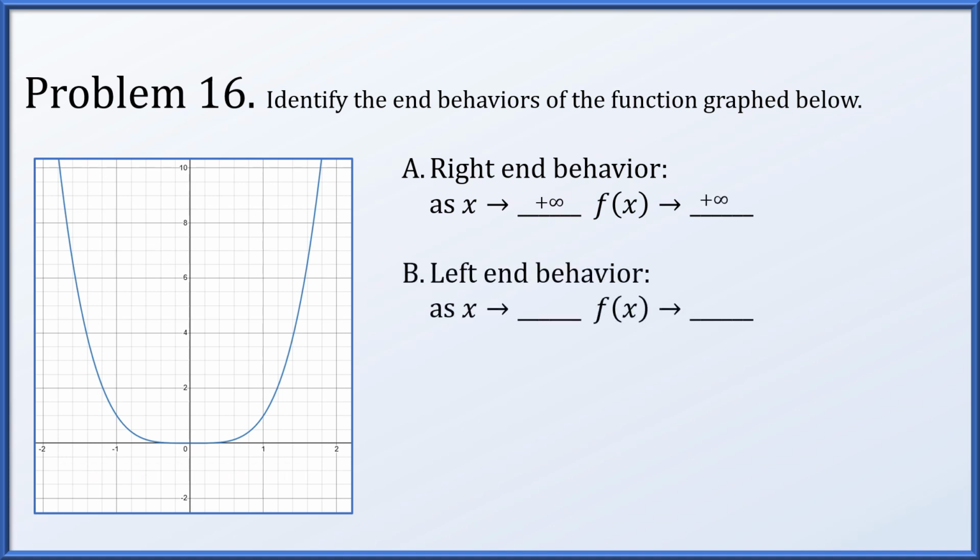What about to the left? Well, here's an arrow pointing left. That means x is going to minus infinity. What is f of x doing? Again, let's take a test point. We're going to slide it to the left and see what happens to the y-coordinate. Lo and behold, it's also going up and up and up, so f of x is going to plus infinity in both directions.